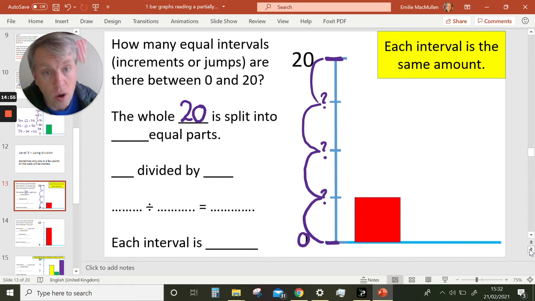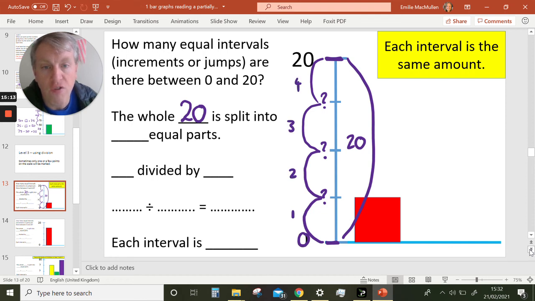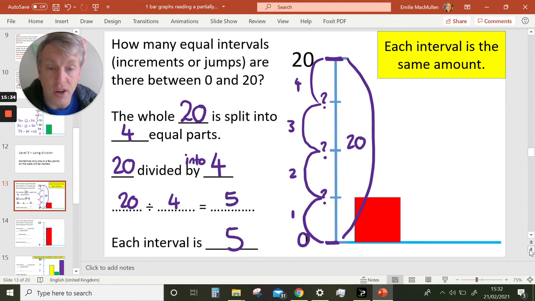So the whole amount, if we thought it was just 1 jump, it would be one jump of 20, but it isn't one jump because that whole distance, that whole 20, is split into 1, 2, 3, 4 equal parts. So the whole 20 is divided, I could say, into 4 parts. So it's 20 divided by 4. 20 divided by 4 equals 5. Each interval is 5.